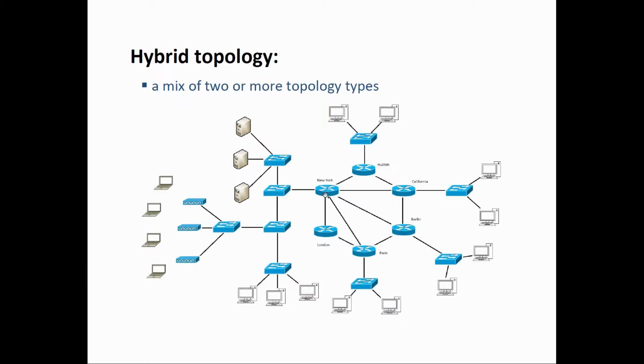But in real life, it's more like a combination of two or more networking topologies. And that is defined as a hybrid topology. For the hybrid topology, we are having, let's say, for example, our headquarters in New York, and the rest will be branches: California, Berlin, Paris, London, and so on.